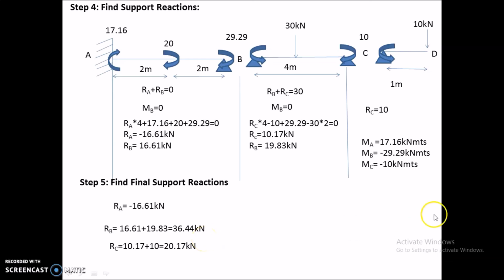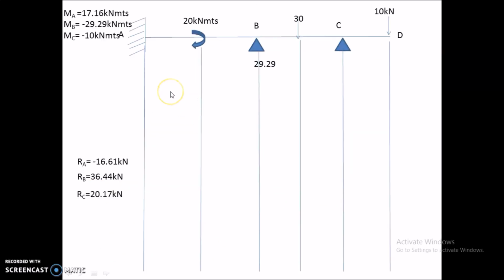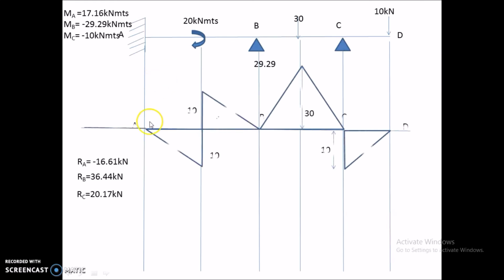So finally we have calculated the moment values and support reactions for this beam. The final step is to draw the shear force and bending moment diagrams. Now coming to the bending moment diagram, this is the bending moment diagram which we had drawn in our first step, the free bending moment diagram. By plotting these values here, we will get the final bending moment diagram. So the MA value here is 17.16 kilonewton meters, which I am marking here, and here the MB value is minus 29.29, so I mark 29.29 here, and I join it with a straight line.